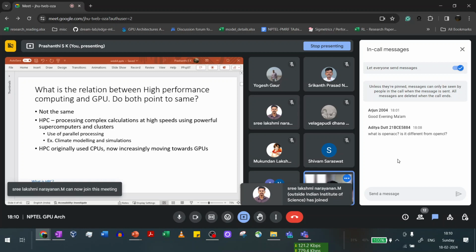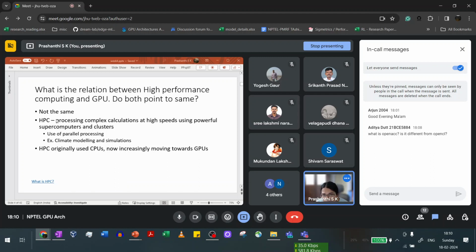Both of these are valid ways to look at HPC. I just wanted to point out the difference. But broadly, HPC refers to processing complex calculations at very high speeds using powerful supercomputers or clusters. So typically this is all done in parallel across these multiple supercomputers or clusters. A typical example would be something like climate modeling or some very intensive simulation, right? These are all again very parallel applications typically.